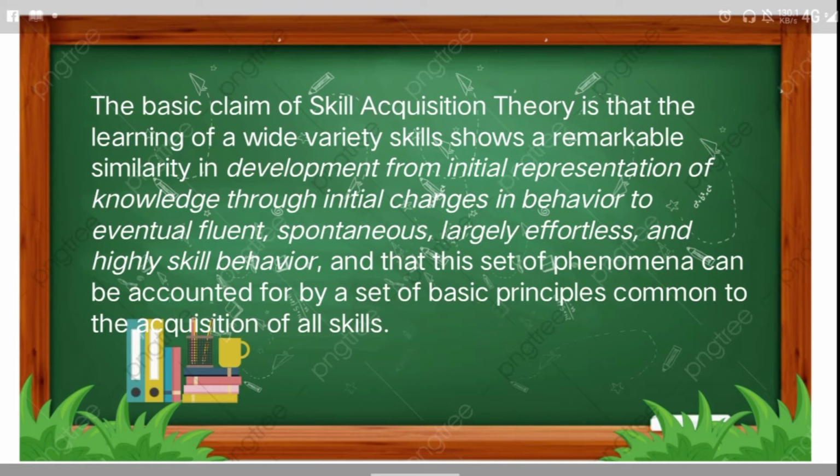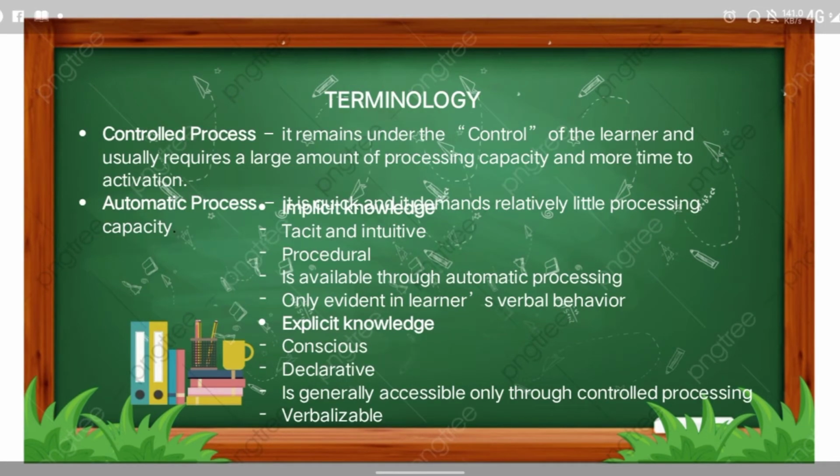Before we proceed to the main topic, please remember the following terminologies as aids to understanding. We have here controlled process. A controlled process remains under the control of the learner and usually requires a large amount of processing capacity and more time for activation. While an automatic process is quick and demands relatively little processing capacity.